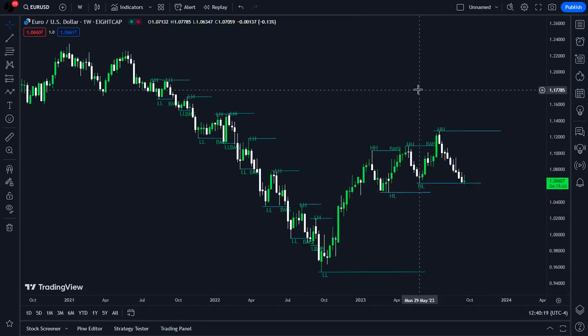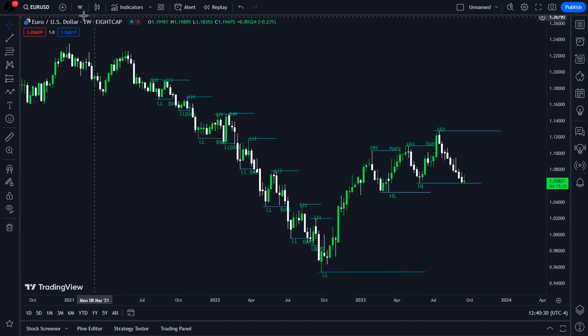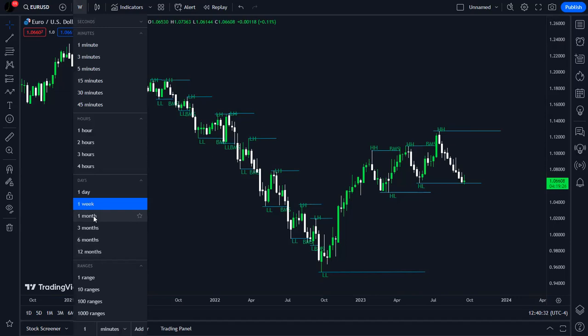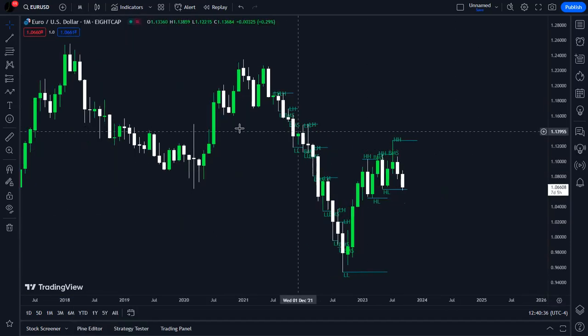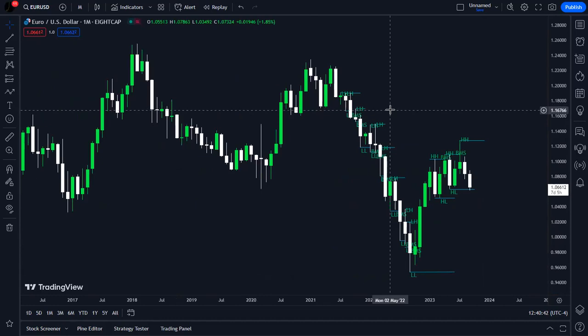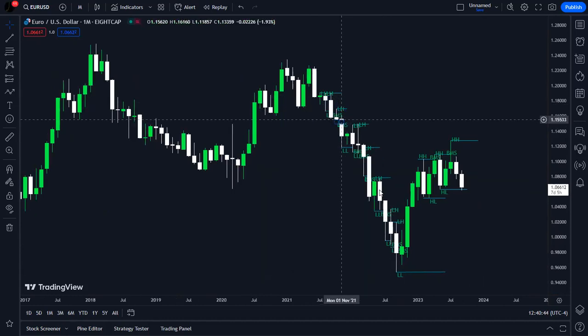Because on these charts, the IPDA operates from higher time frames to lower time frames. Okay, so let's go to the monthly time frame. You can see these are the weekly ranges. Of course, you can't see them clearly in the monthly time frame.